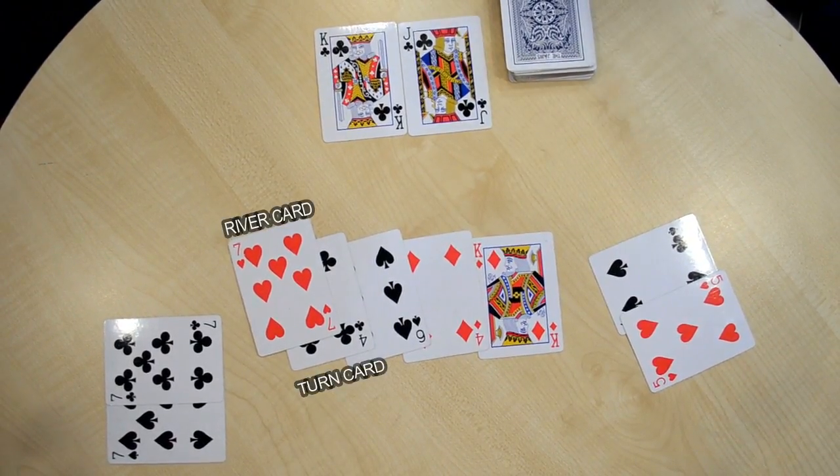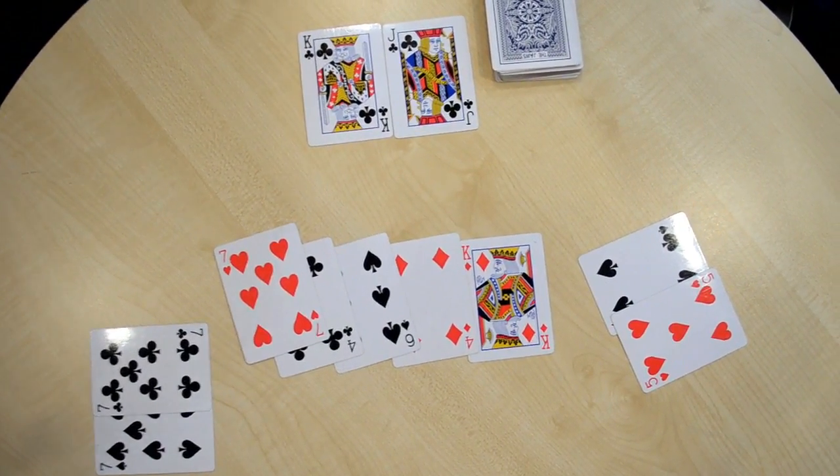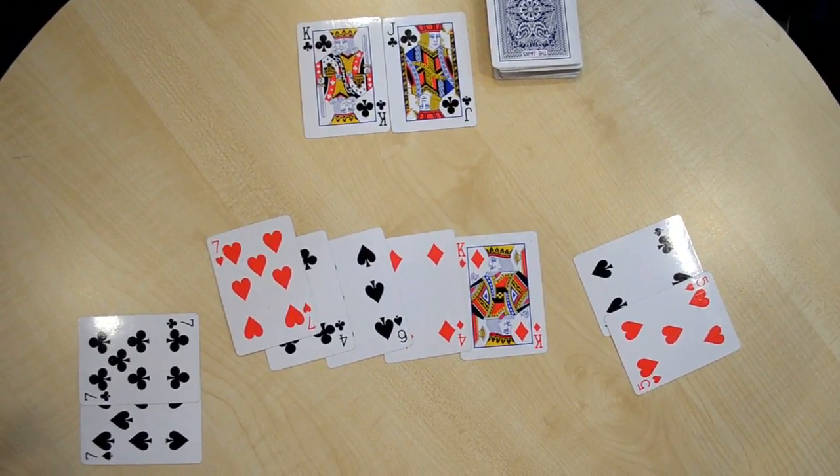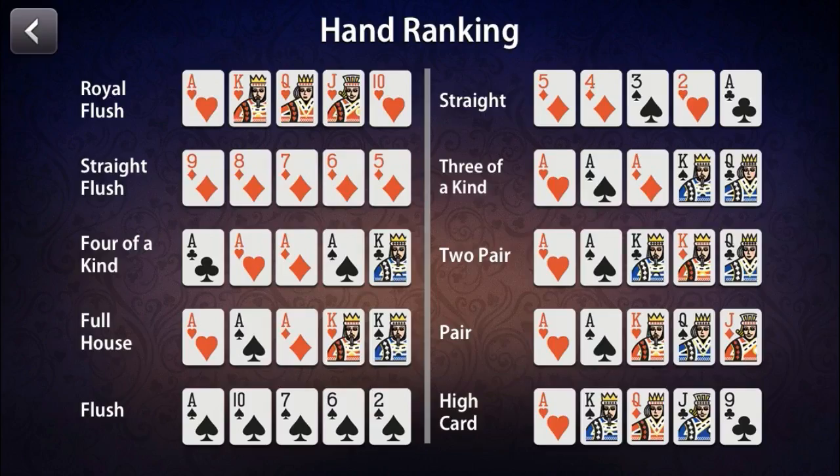The winner will be determined by the strength of the hand. So how does one determine the ranking of their hand? This picture shows from highest to lowest the ranking of poker hands. Royal flush is the highest, whereas high card is the lowest. That means royal flush is the hardest to get, whereas high card is the easiest to get.